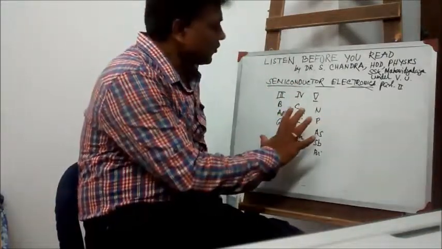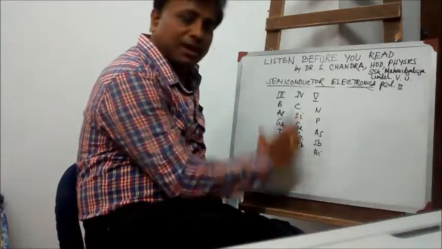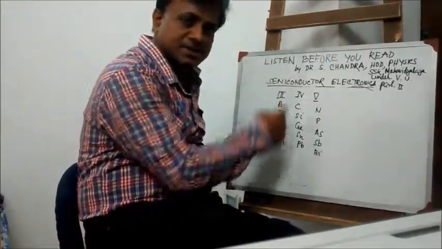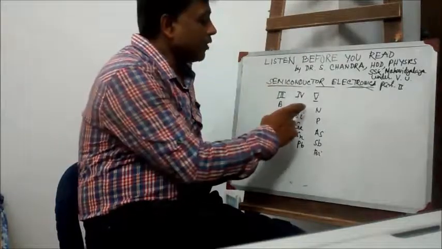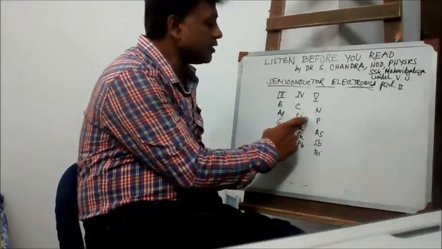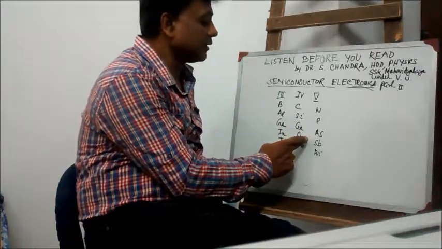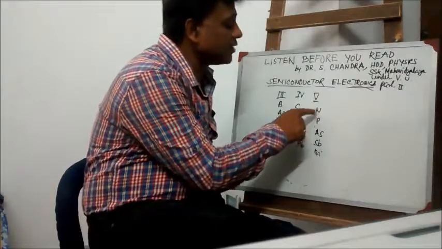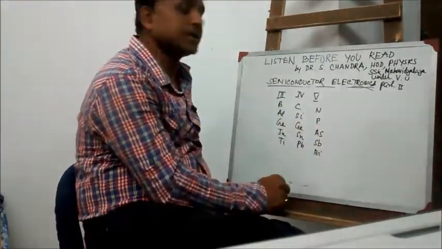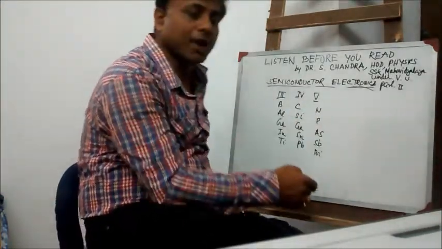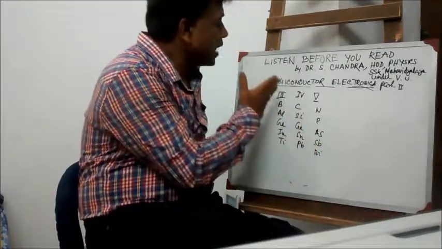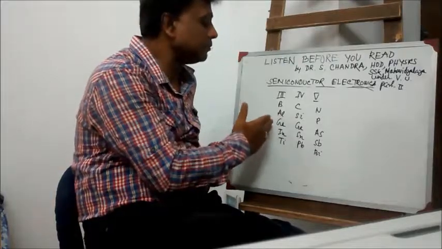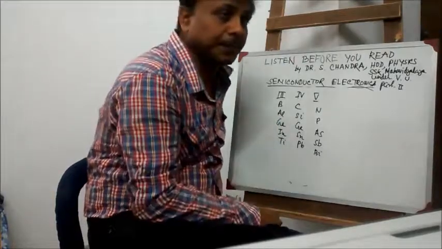Whatever it may be the case, the number of valence electrons for any group 4 element is 4. For carbon, the number of valence electrons is 4, silicon is 4, germanium is 4, tin is 4, lead is also 4. And the number of valence electrons in case of nitrogen, phosphorus, arsenic, etc. in group 5 elements is 5. And number of valence electrons in case of group 3 elements, boron, aluminium, gallium, indium is 3.